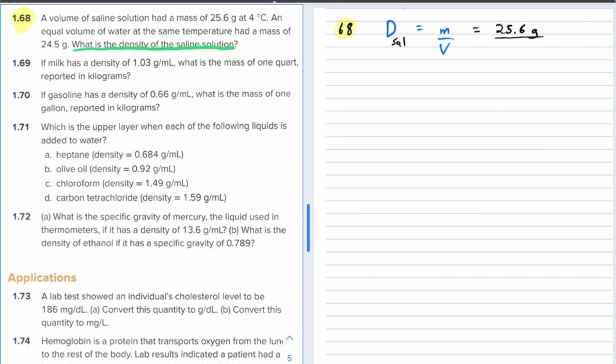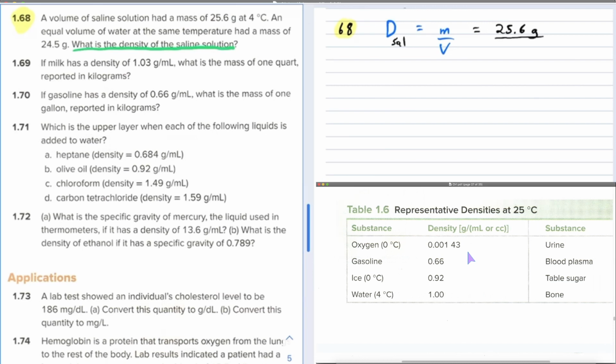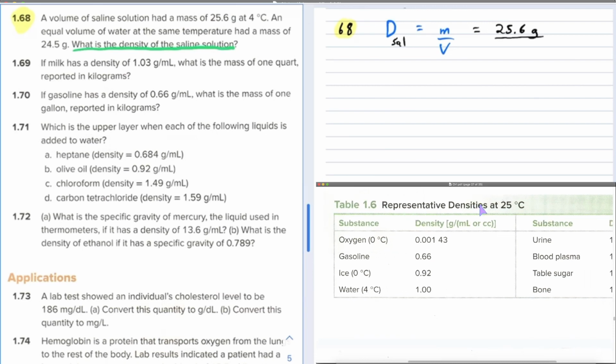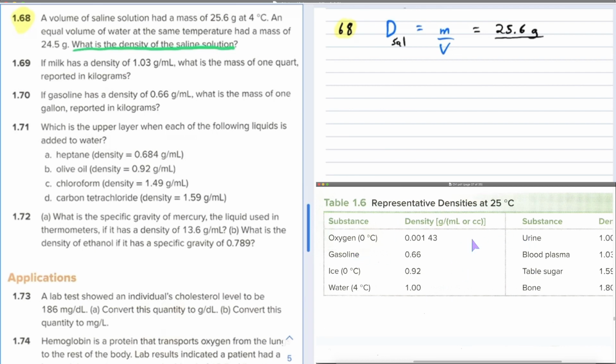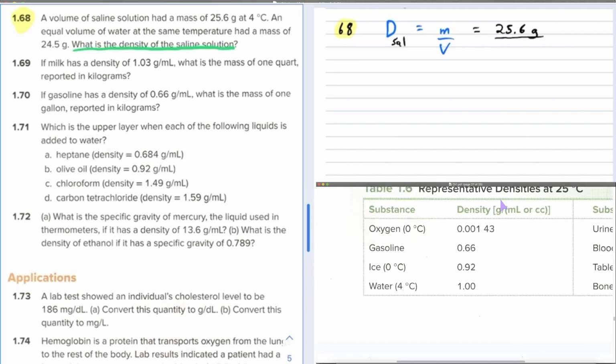So if you look at table 1.6 of the textbook, here it is. Table 1.6 lists the densities of several common substances, oxygen, urine, and one of them is water at 4 degrees Celsius, okay? The density of water at 4 degrees Celsius is 1 gram per milliliter. 1 gram per cc, okay, for water.